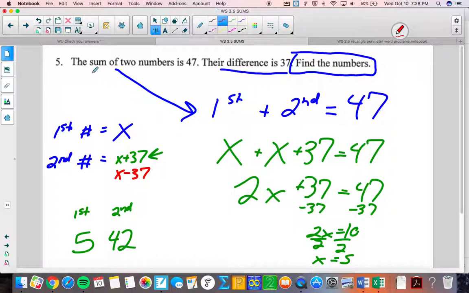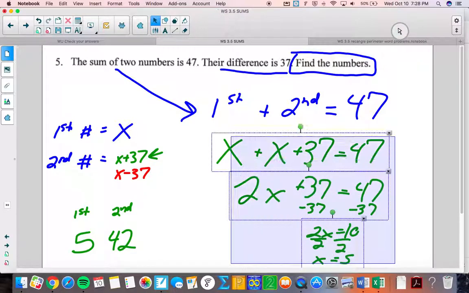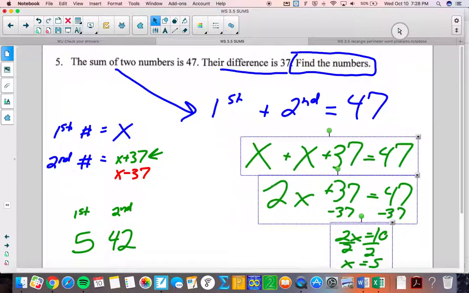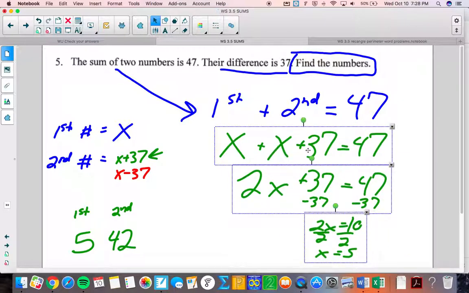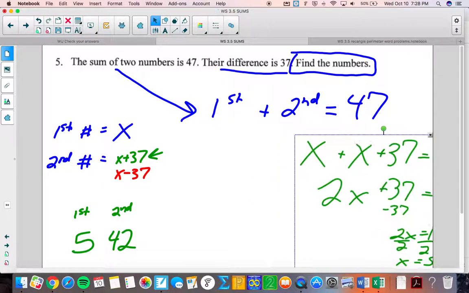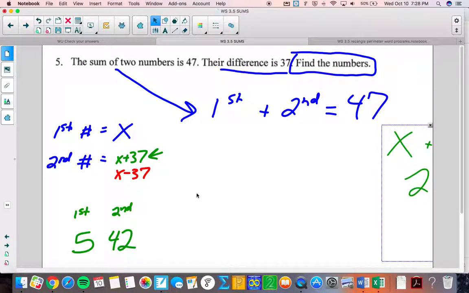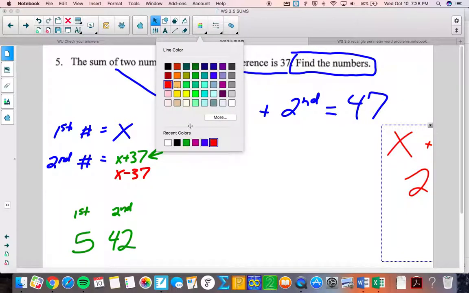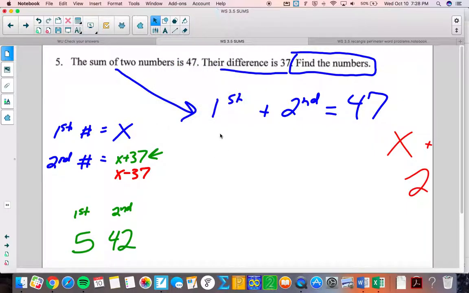But now I'm going to do it again, but I'm going to take this stuff and move it out of here. I better group it real quick, just for fun. Okay, so now it's out of here. And now let's substitute x in for the first number. And now we'll do x minus 37 for the second number. Oopsie daisy.